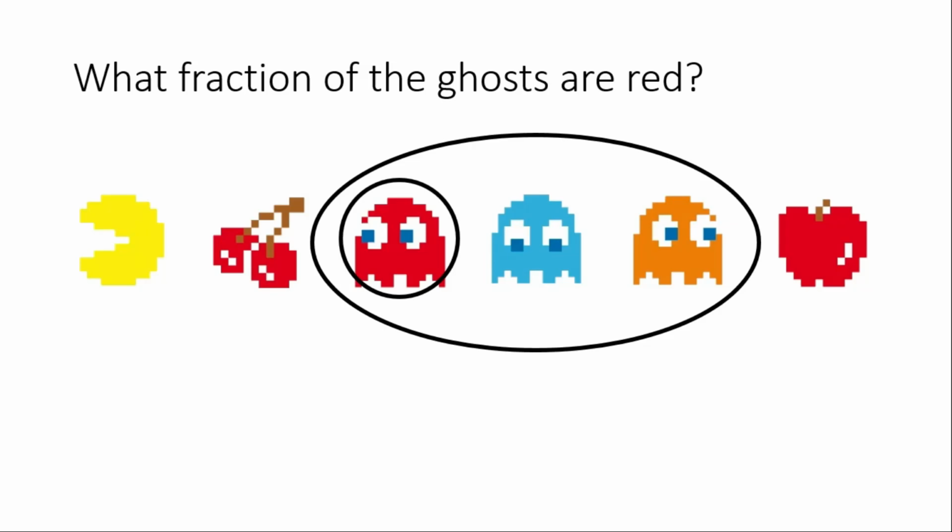All right, so now we need to make a different fraction. Let's start making it. There's the line. And instead of the denominator being 6 this time, it needs to be 3, because there are only 3 ghosts. How many are red? 1. 1/3 of the ghosts in this picture are red.